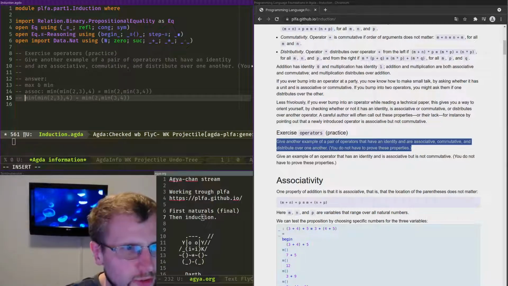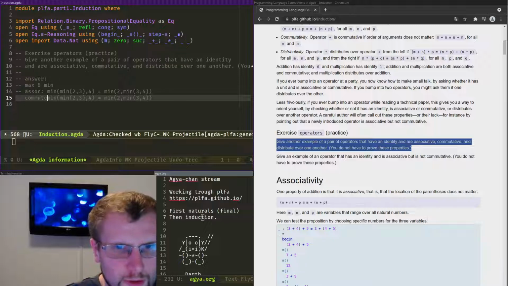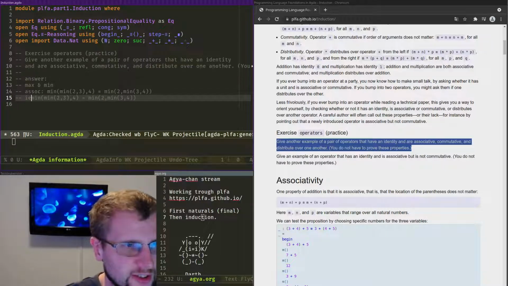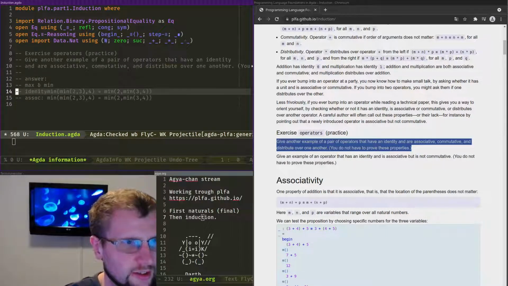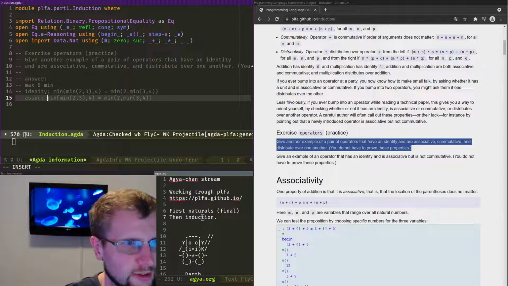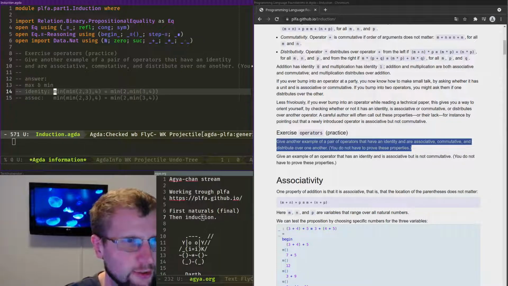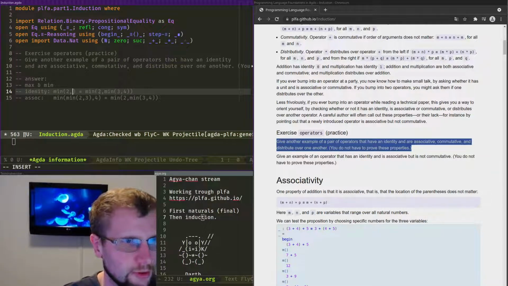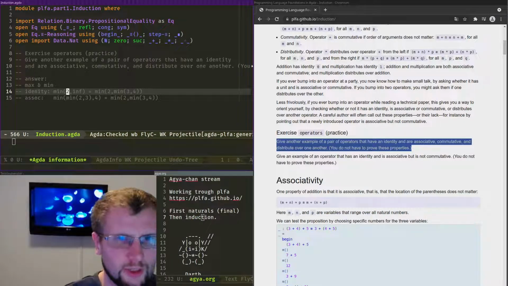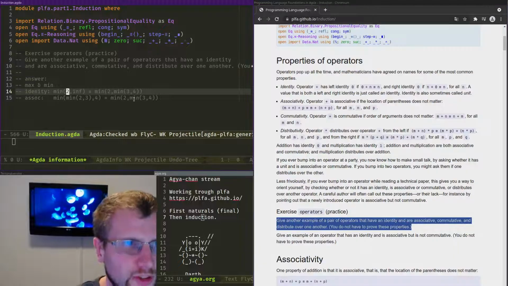So, does it commute? Wait, we first need to get the identity. So the identity will be infinity. It's a do-nothing operator. So we need to... wait, how do you define identity again? Oh, it's equal to that. Okay, yeah.